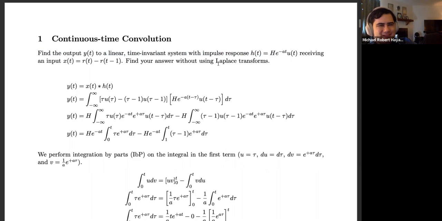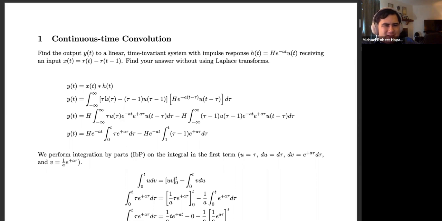However, we know this is a linear time invariant system. So we know that the output y of t is x of t convolved with h of t. And we're going to work purely symbolically for this problem. So r of t is just t times u of t.